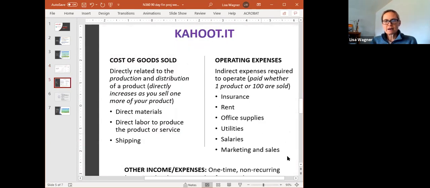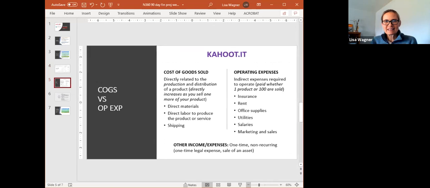So I want to talk about, oh, I made that too big now. I want to delve in a little bit more to the difference between cost of goods sold and operating expenses.